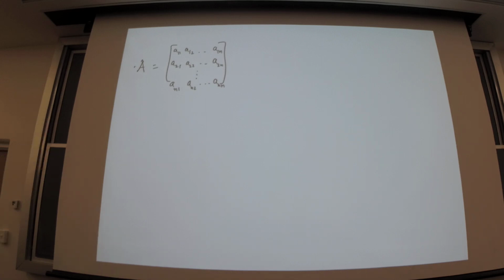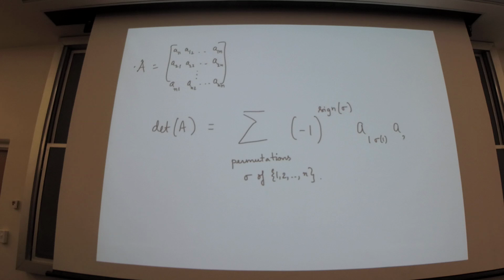So if you have a matrix like this, one definition of the determinant is you sum over all permutations sigma of 1 through n. What is a permutation? It's just a reordering. So sum over all the permutations of minus 1 to the power of what is called the sign of the permutation, times A1 sigma 1, A2 sigma 2, and so on.